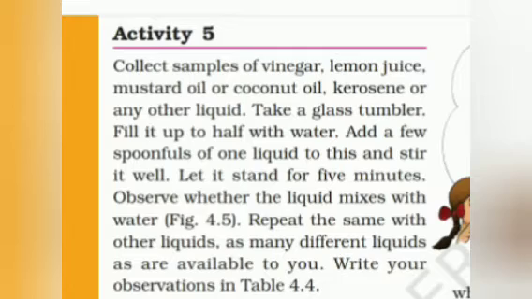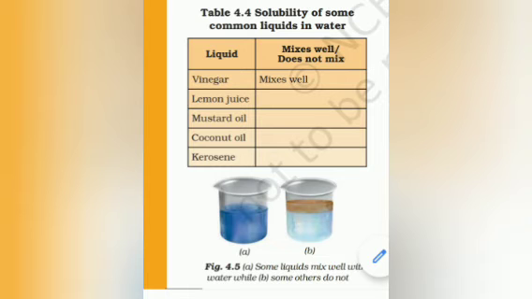For that, one more activity is there. Collect samples of vinegar, lemon juice, mustard oil, coconut oil, kerosene or any other liquid. Take a glass tumbler, fill it half with water, and add a few spoonfuls of each liquid in separate containers in which we have already taken water. Mix and wait for 5 minutes. We observe whether they get completely mixed or remain immiscible. In the observation table, vinegar mixes well, lemon juice also mixes well, while mustard oil, coconut oil and kerosene form a layer on the upper surface of the water.